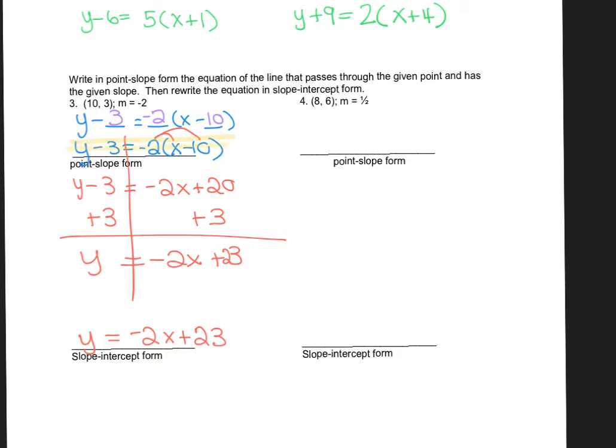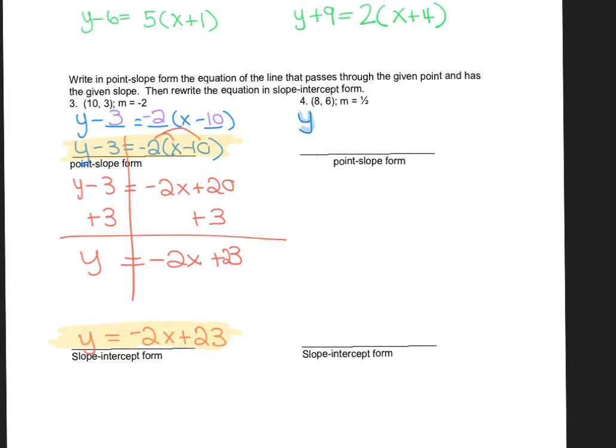So if you look, this is your point slope. This is your slope intercept form. They are the exact same line. They are just two different forms. So let's try the next one.